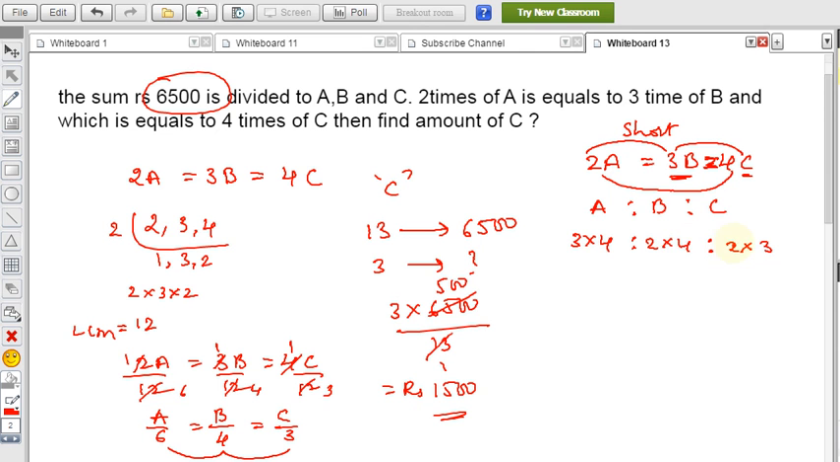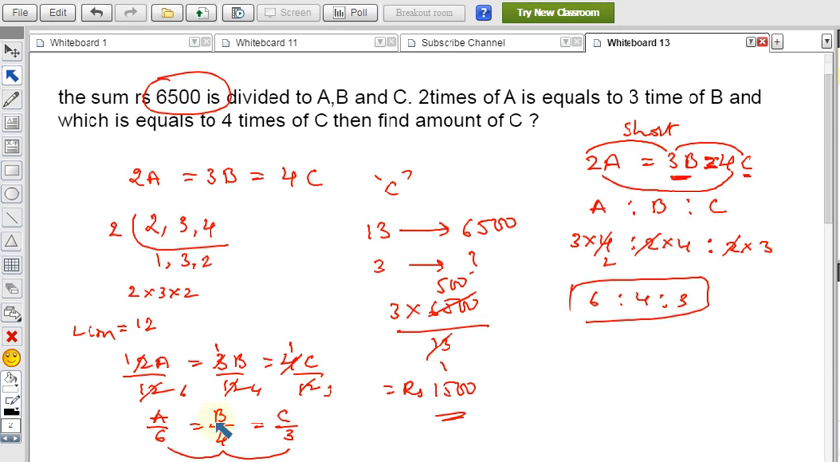You can cancel it. 2 ones are 2, 2 twos are 4. Finally, 3 twos are 6, 4 and 3. Yeah, this is exactly the ratio for this. 6 is to 4 is to 3.